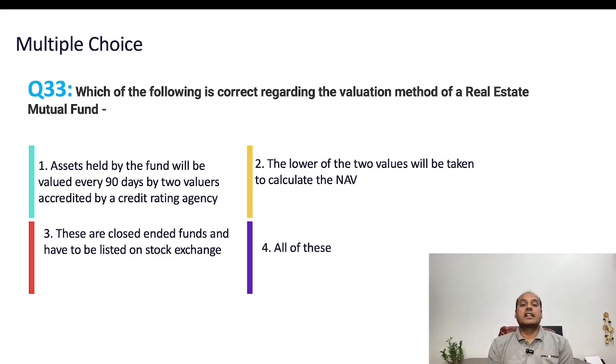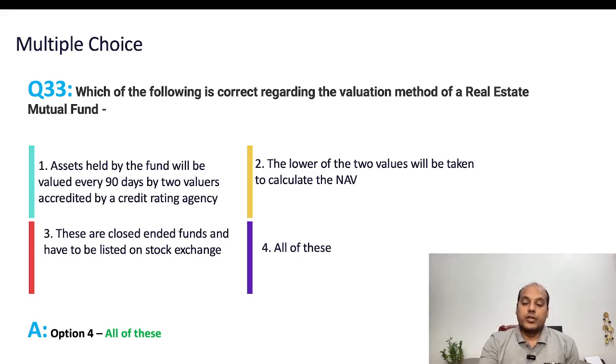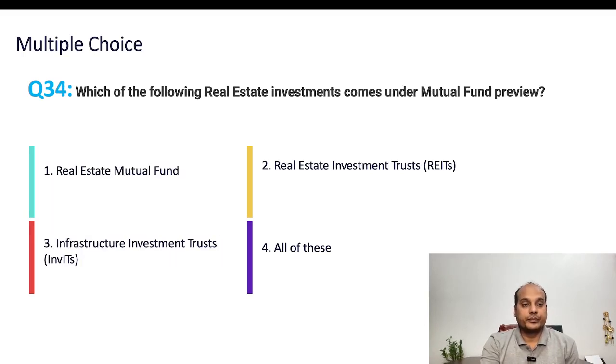Which of the following is correct regarding the valuation method of a real estate mutual fund? Assets held by the fund will be valued every 90 days by 2 valuers accredited by a credit rating agency. That's absolutely correct. The lower of the 2 values will be taken to calculate the NAV. This is also right. Third, these are closed-ended funds and have to be listed on stock exchange. So option 1, 2, 3, all of these are correct. So the answer is option 4, all of these.